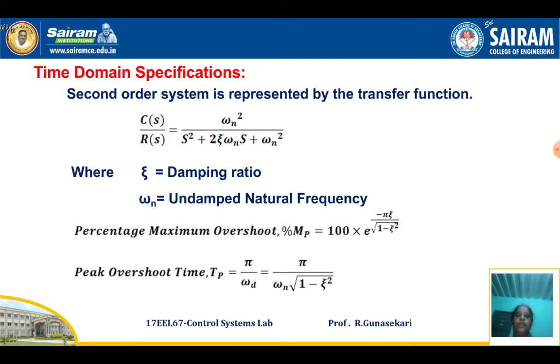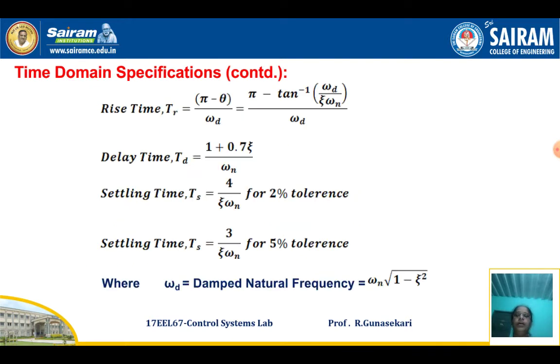Peak overshoot time Tp equal to pi divided by omega d equal to pi divided by omega n root of 1 minus zeta squared. Then rise time Tr equal to pi minus theta divided by omega d, where omega d is the damped natural frequency, which is equal to omega n root of 1 minus zeta squared.